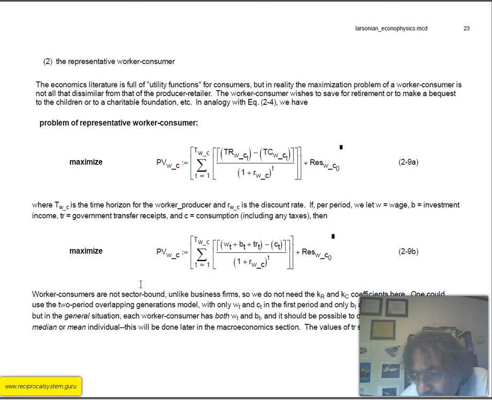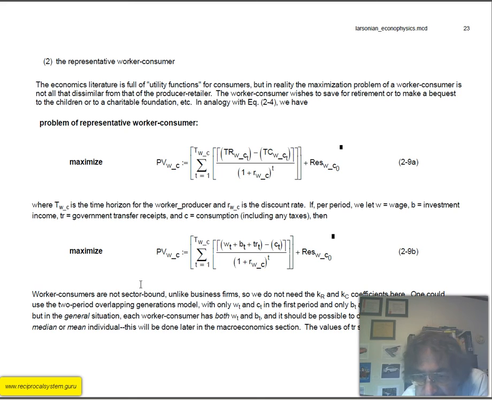If per period we let W equal wage, B equal investment income, TR equal government transfer receipts, and C equal consumption, including any taxes, then we have: maximize PV sub WC, equal to the sum over time from period t equals 1 to T sub WC of W sub t, that's the wages, plus B sub t, which is the investment income, plus TR sub t, which is transfers from the government, minus C sub t, which is obviously the cost, divided by 1 plus R sub WC up to the tth power, plus whatever reserves the worker consumer can generate.